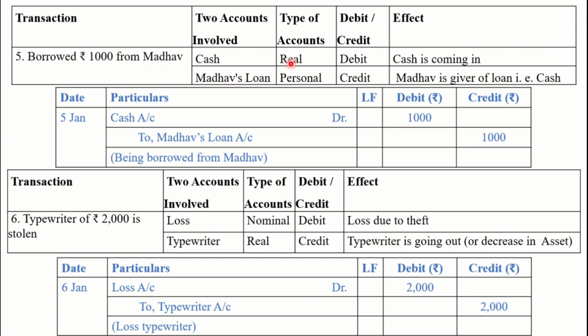Cash is a real account. Madhav loan is a personal account. Here, borrowing cash means cash is coming into the business. As per the rule of real account, debit what comes in. That's why cash account is debited.